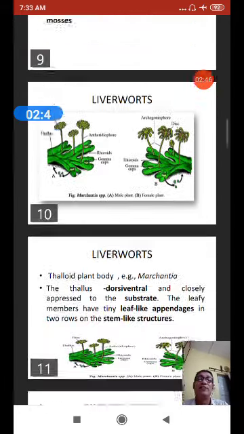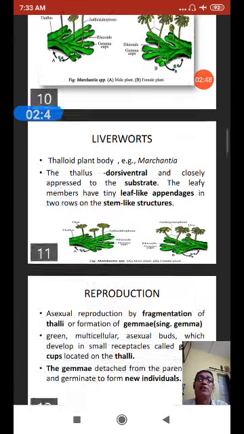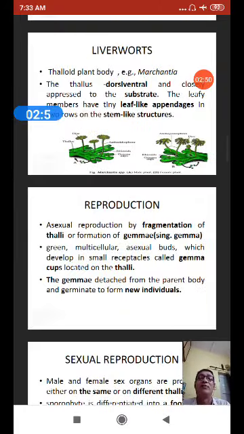Here I will show you the picture of the liverworts. Let us talk in detail about liverworts. These have a thalloid plant body. An example is Marchantia, and the speciality is that the thallus is dorsiventral. Here the thallus picture is clear. The thallus is closely appressed to the substrate. Leafy members have tiny leaf-like appendages in two rows on stem-like structures.